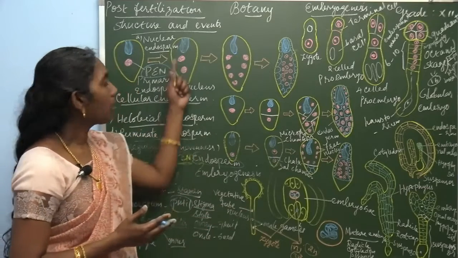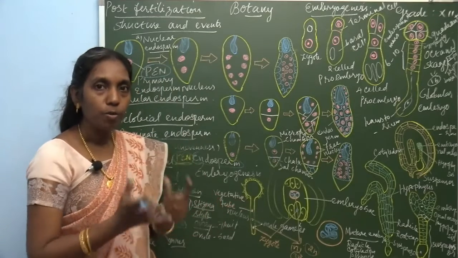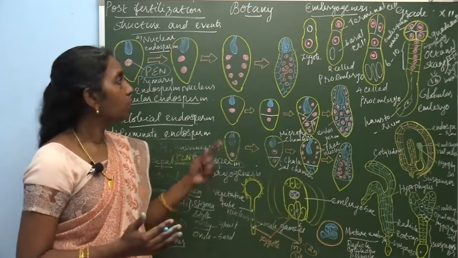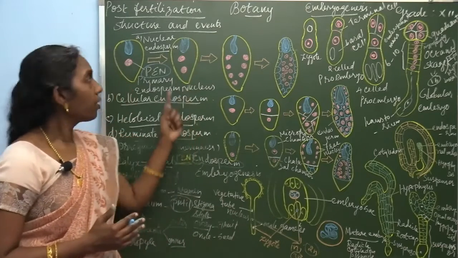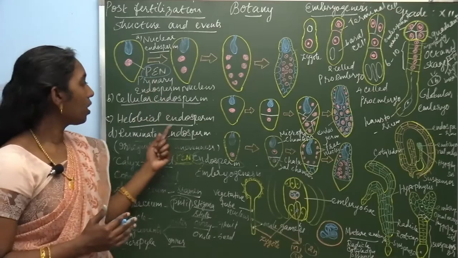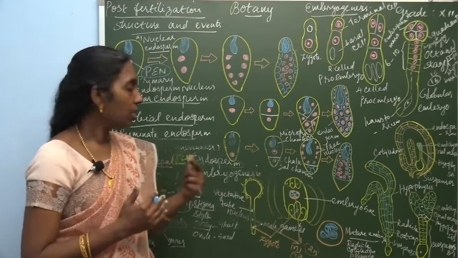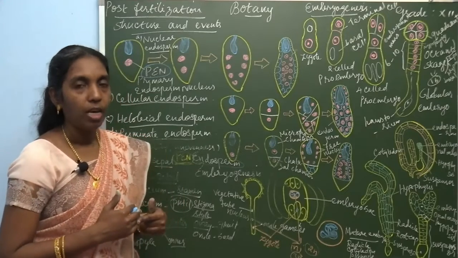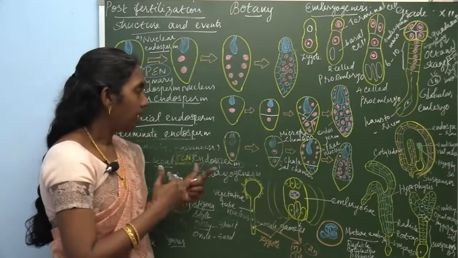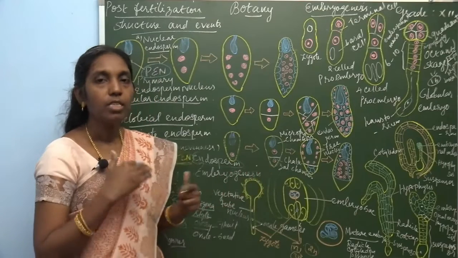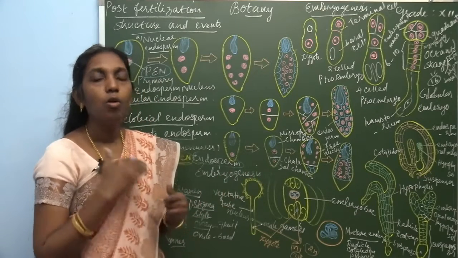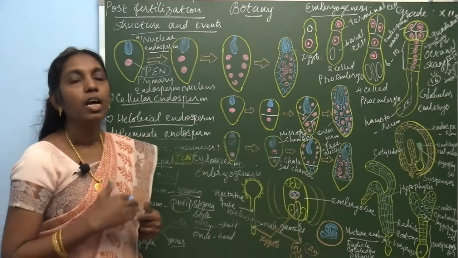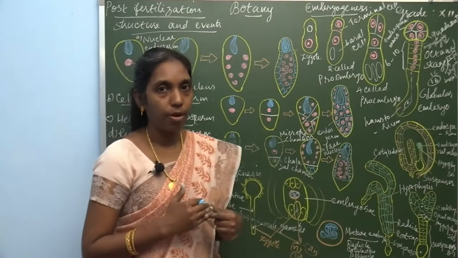Next question is types of endosperm. There are 3 different types of endosperm: nuclear endosperm, cellular endosperm, and helobial. In addition, there is an endosperm called ruminate endosperm. Then endosperm development, the 3 types of endosperm development. What is the function of endosperm, and how is the haustoria formed?